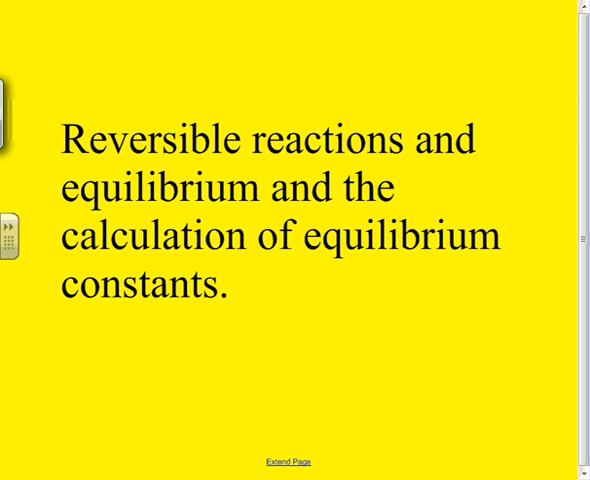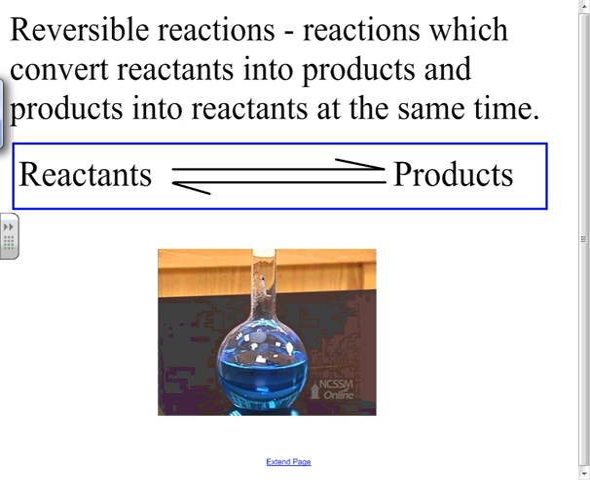This lesson is on reversible reactions and equilibrium and the calculation of equilibrium constants. Reversible reactions are reactions which convert reactants into products and products into reactants at the same time. In other words, the reaction goes both ways, and if it goes both ways at the same rate, it is going to be at what we call chemical equilibrium, a type of dynamic equilibrium in which there's no net change.